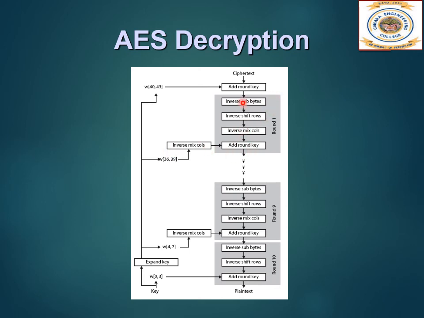So now the order is the same as that of the encryption. That is inverse substitute bytes, inverse shift rows, inverse mix column and add round key. The only thing is first inverse mix column has to be done with the key. So this is the decryption process for all the rounds. So 10 rounds of encryption, then we have 10 rounds of decryption process and finally we obtain the plain text. So this is about the AES encryption and decryption process.